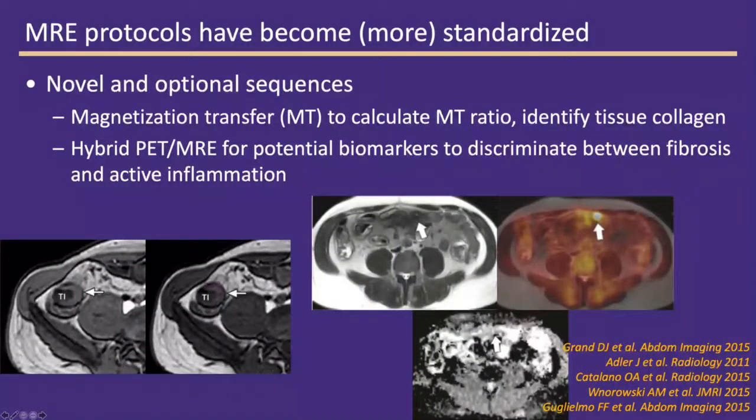These are a few novel or optional sequences that you'll find in the literature. Magnetization transfer is a way to calculate the MT ratio and identify tissue collagen deposition in cases of suspected strictures. Hybrid PET and MRE has also gained interest recently as an additional potential biomarker when trying to discriminate between fibrosis and active inflammation.